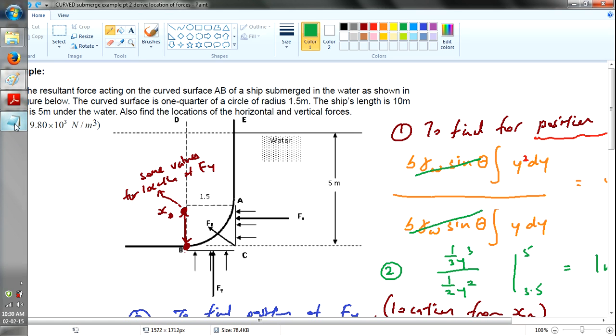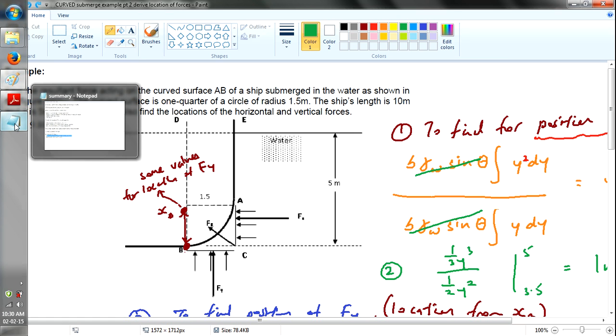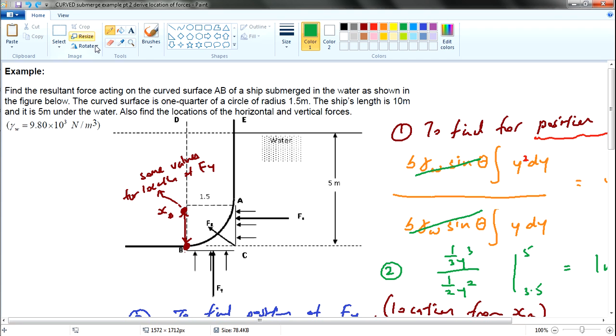This video will talk about finding the location of the resultant force. Okay, actually it's not the resultant force, but rather finding the location of the vertical and horizontal forces. For this question there are two parts. The first part is finding the resultant force, and the second is finding the position of the horizontal and vertical force. We already found this one, so we need to find these two. So let's start.